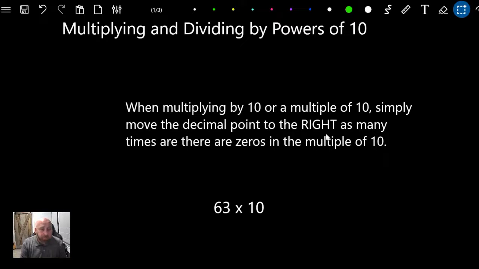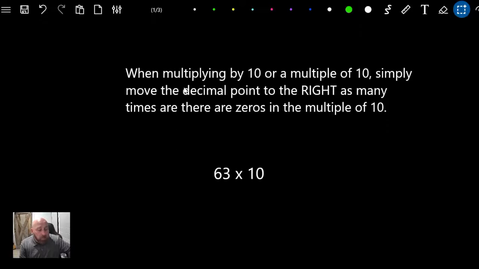So how are we going to do this? How easy is this? How can this even be easier than a calculator? Well, look at this step right here. There's only one step to doing this. It's quite easy when you know this step. When multiplying by a multiple of 10, simply move the decimal point. So it's not adding a 0, right? Be careful of that. We're just going to move it to the right as many times as there are zeros in the multiple of 10.